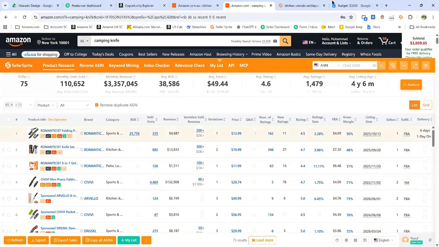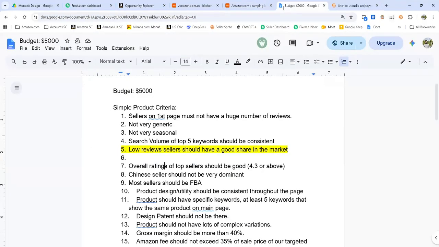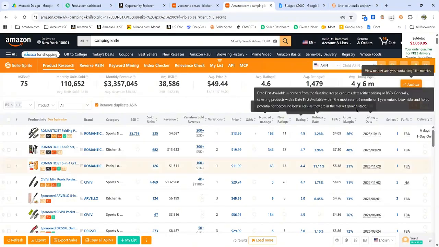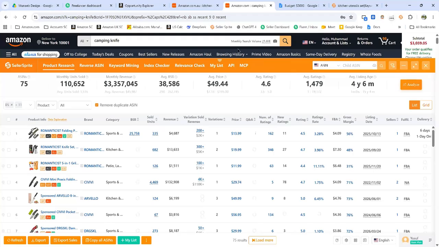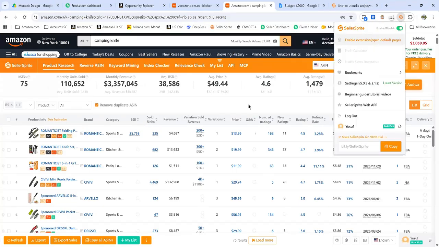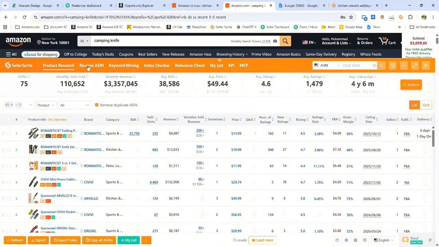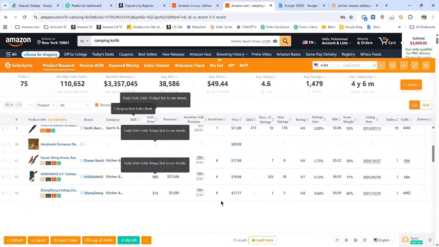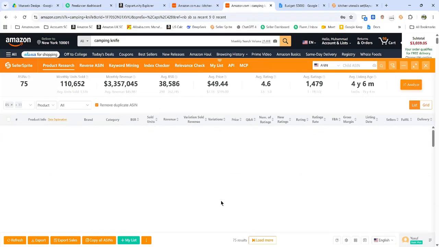So how we filter out low review sellers is there is a filter option in this product research tool. How we run the product research tool is we just enter a keyword in Amazon search and then enable the extension. There are multiple tools here: product research, reverse, and keyword mining. This is the product research. In Helium 10, it's called the X-ray tool.